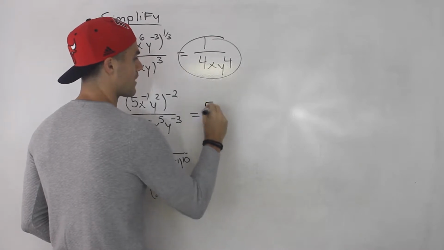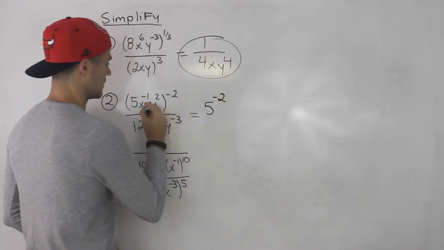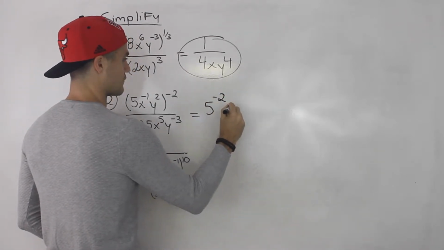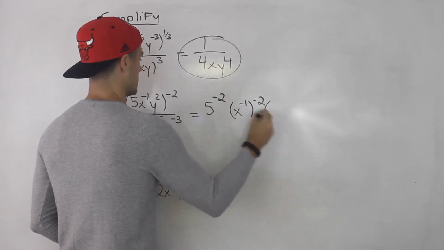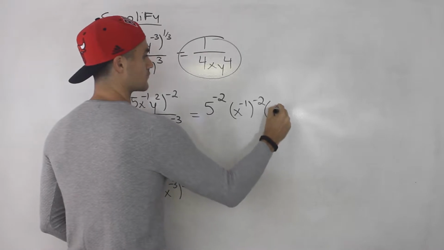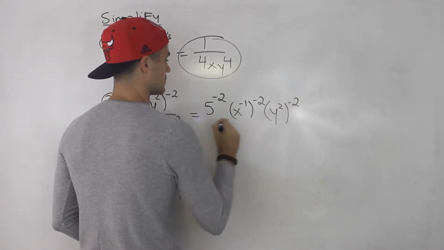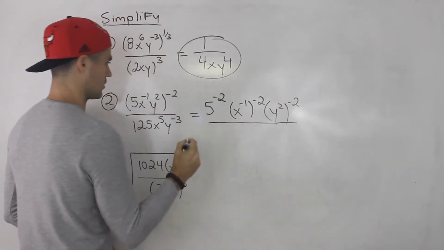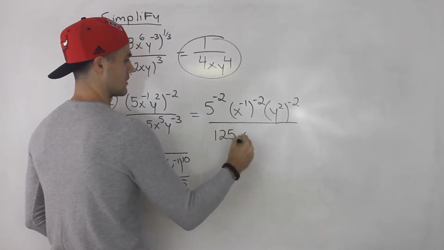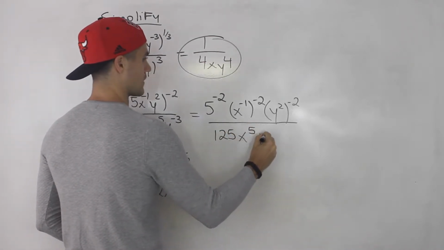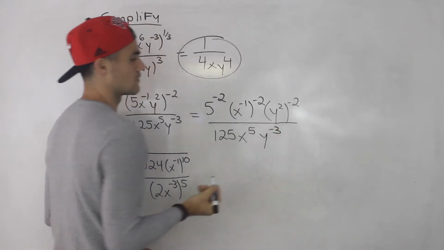So I'm going to have 5 to the negative 2. And then I'm going to have x to the negative 1 to the negative 2. And then y to the power of 2 to the power of negative 2. All over, this would be 125 in the bottom. Then we have x to the 5 and then y to the negative 3.